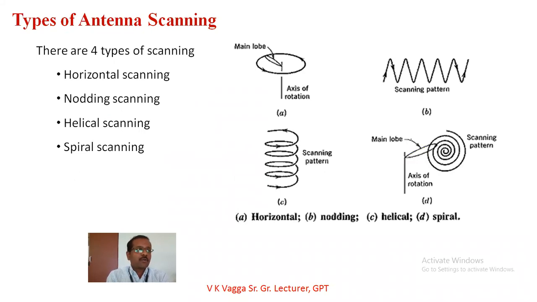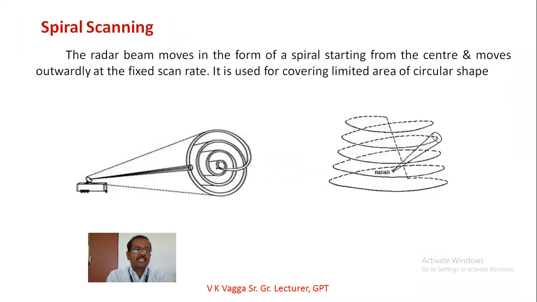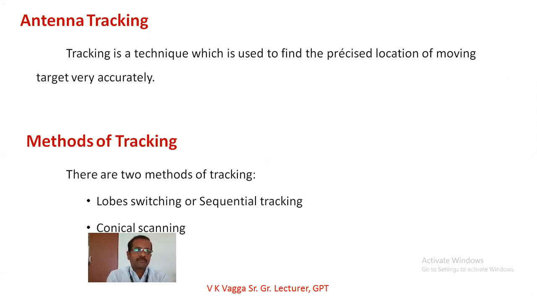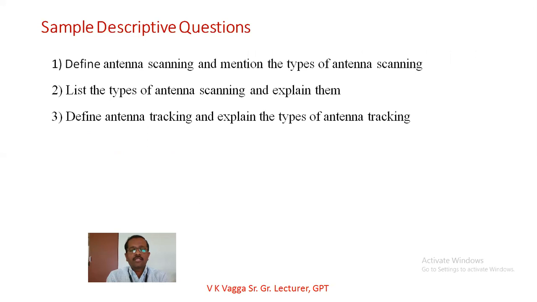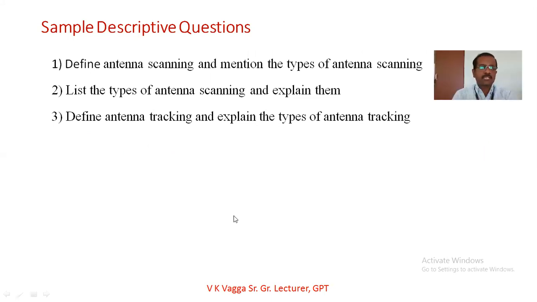Antenna scanning is classified into four types. Antenna tracking is classified into two main types. If you consider the possible questions on this concept, he may ask you to define antenna scanning, mention the types of antenna scanning, or list the types of antenna scanning and explain them. All four scanning techniques have to be explained. And he may ask you to define antenna tracking and explain the types of antenna tracking. These are the possible questions from the topics covered in this class.